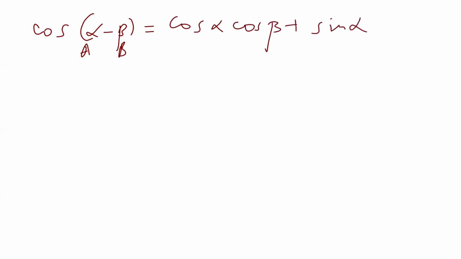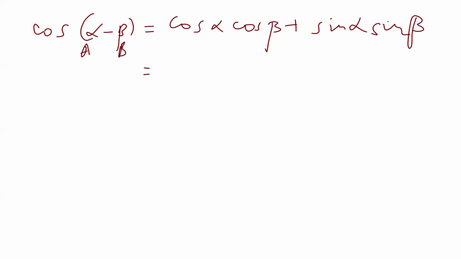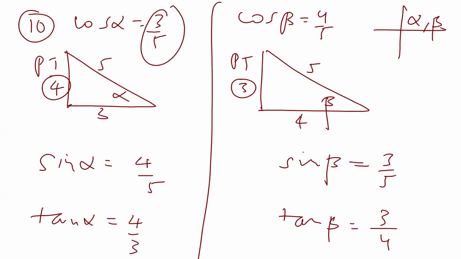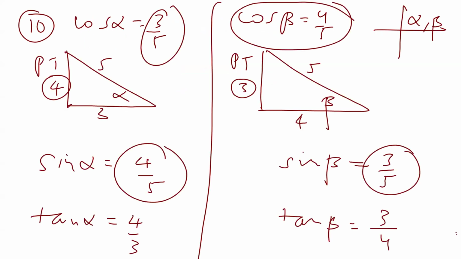Now, first I'm going to calculate cos(alpha minus beta). So this is the compound angle formula, cos(A minus B), which is cos alpha cos beta plus sin alpha sin beta. Cos alpha is 3 by 5, we have calculated this. 3 by 5 into cos beta. Cos beta is 4 by 5, yes, these were the given values. 4 by 5 plus sin alpha sin beta, 4 by 5 and 3 by 5.